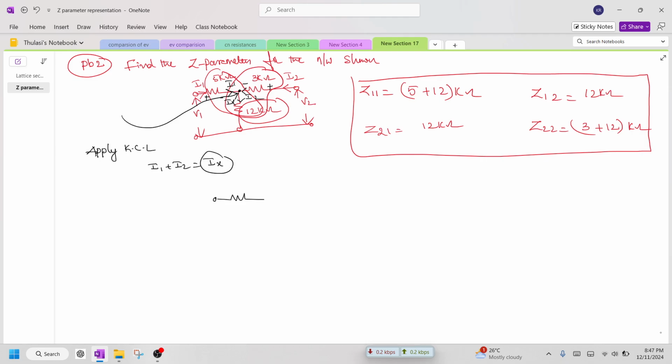This is 1, 2, 3. Now this is V1, this is V2, and this is current I2, and this is current I1. The current in this branch is I1 plus I2. Current entering is positive, current leaving is negative.